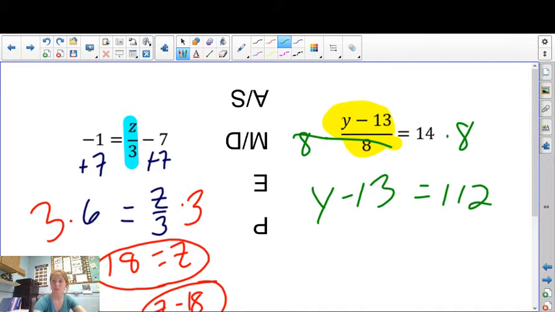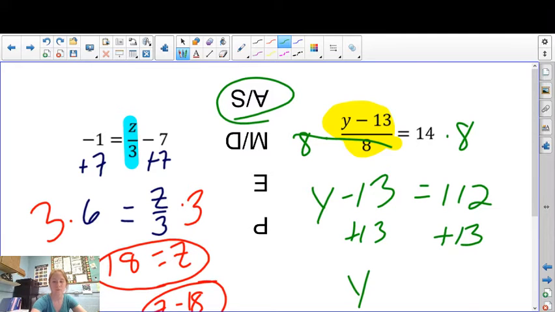Now, since I have the y by himself, I can go back to my original thoughts and undo my addition and subtraction. So we get 125.